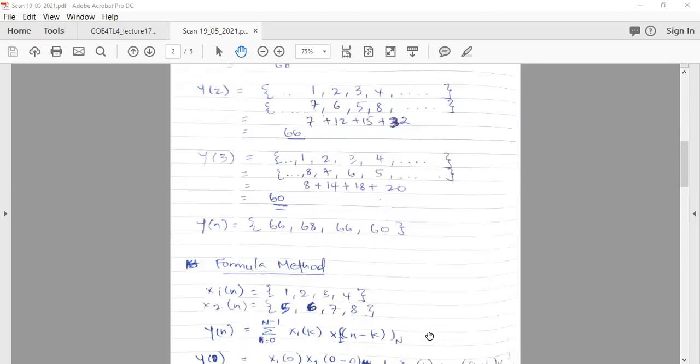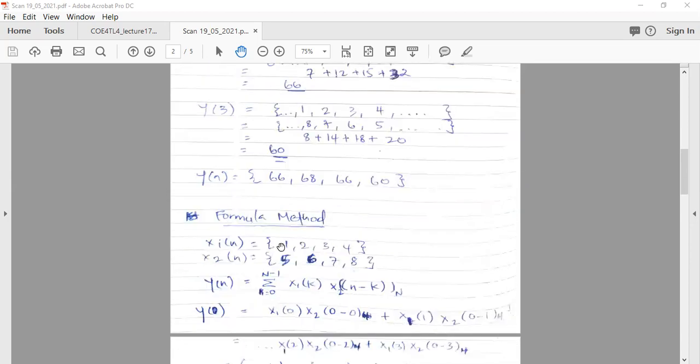Then there's another method, that is the formula or the definition method that we are used to. So we have a sequence 1, 2, 3, 4. We are using the same sequence so that we can verify that we are getting the same solution using all three methods. So we have the first sequence, again the same one. Second sequence is again the same, 5, 6, 7, and 8. Please excuse me because I had to rewrite it, because when you are using the formula, it becomes slightly tricky.